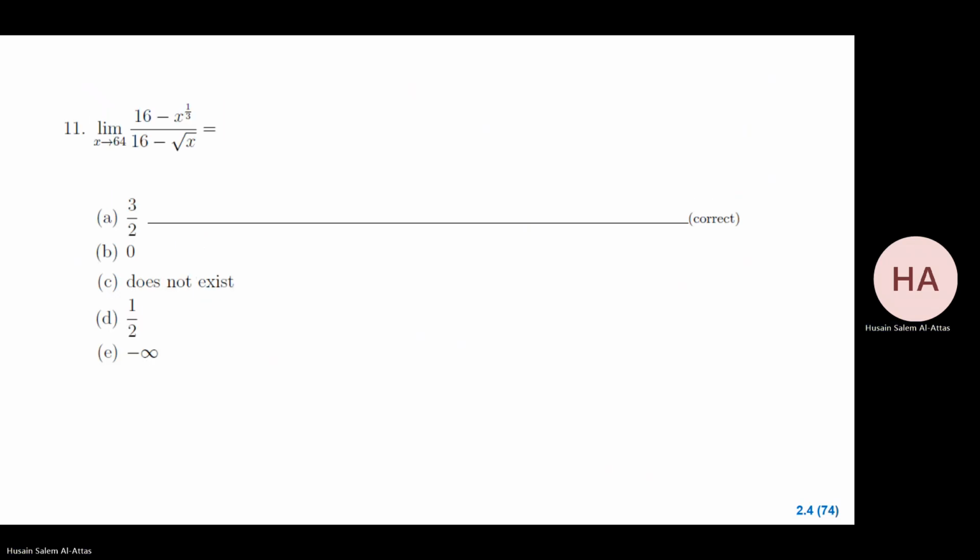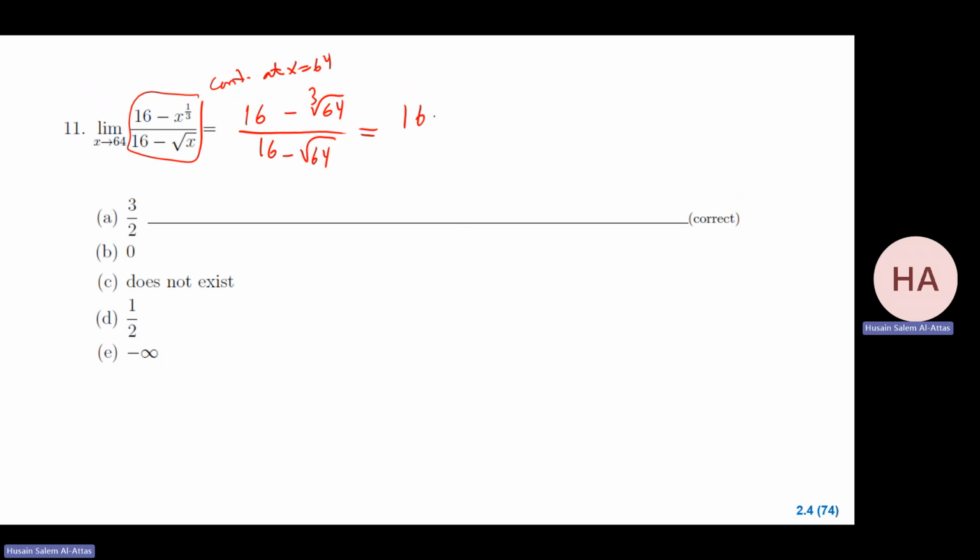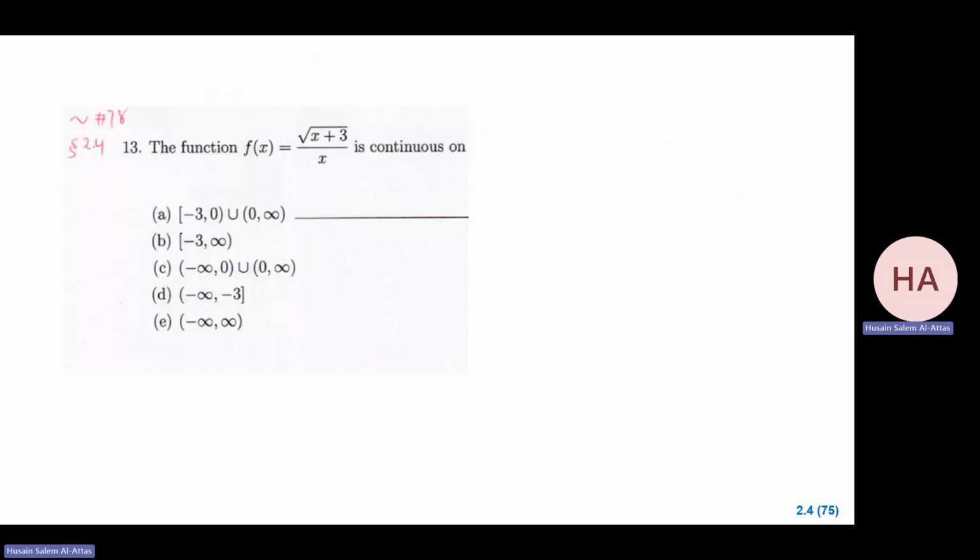This one, I need to rationalize? No, because if we substitute, this function is continuous at x equals 64. So I just substitute. It will be 16 minus cube root of 64, and this is 16 minus square root of 64. So it's 16 minus 4 over 16 minus 8. That will be 12 over 8, divided by 4, 2 over 3. That, 3 over 2, sorry. 3 over 2. What a mistake. Okay. Now we'll discuss questions where I need to find the interval where the function is continuous.